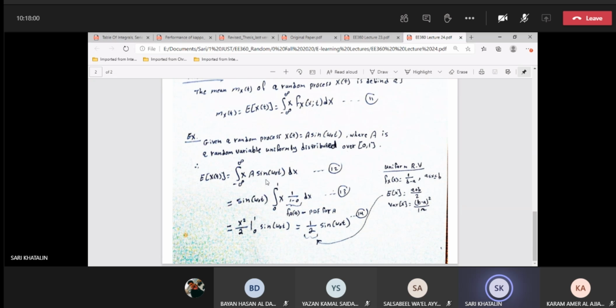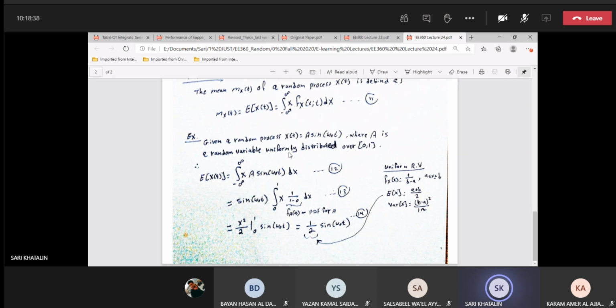So this is just a simple example. It says here, given random process x of t equals a sine omega naught t, where a is a random variable uniformly distributed over 0 and 1. So in this random process, a is the random variable, not sine omega naught t, which means sine omega naught t is not going to be included in the calculation here. So we need to find the PDF for a.